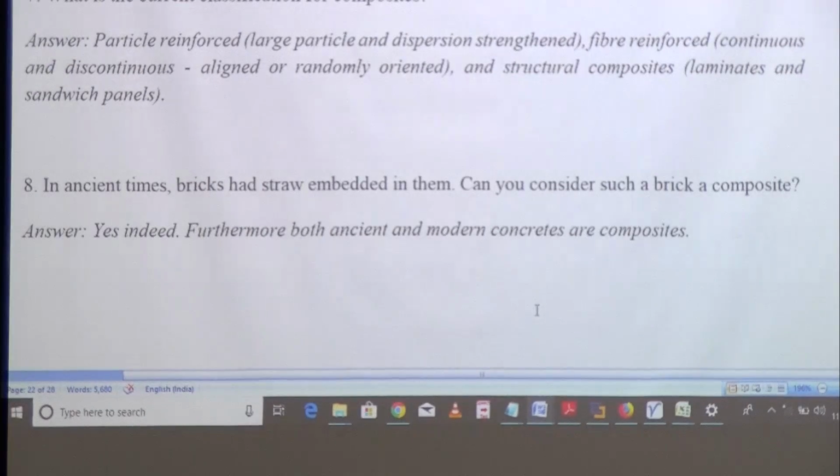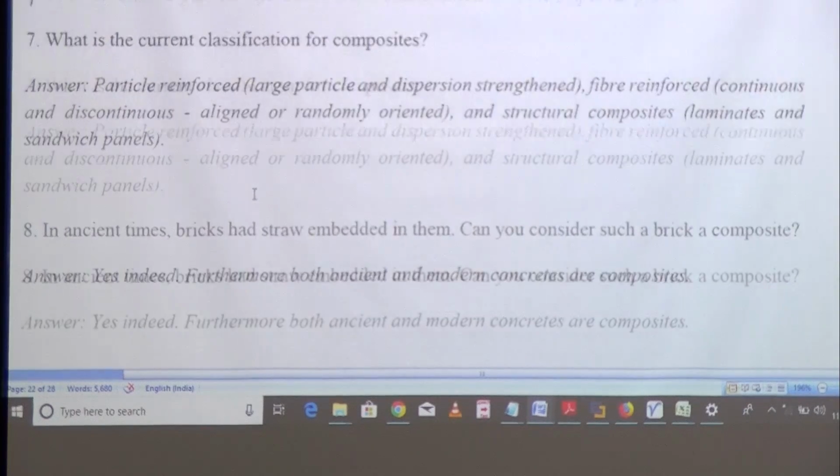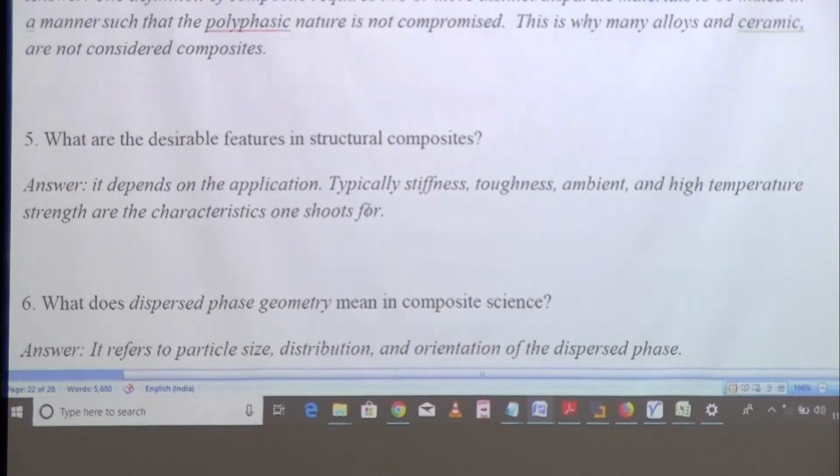Alright, so this is an example from ancient times, bricks with straw in it. You would have seen this in some archaeology programs on Discovery Channel and so on. They are actually composites, okay. Bricks with straw in it are composites. And the desirable features in structural composites would be stiffness. Stiffness is essentially the reciprocal of Young's modulus, 1 over Y. Toughness, you have already seen this. In fact, we have discussed fracture toughness in this class.